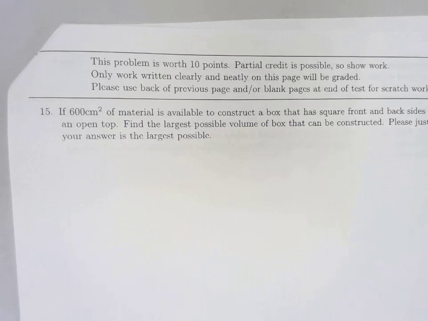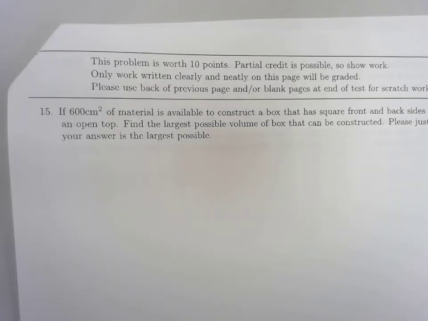600 centimeters squared of material is available to construct a box that has a square front and back sides and has an open top. I think they're trying to get us to say it's a cube, but it's... Find the largest possible volume of the box that can be constructed. Please justify that your answer is the largest possible.